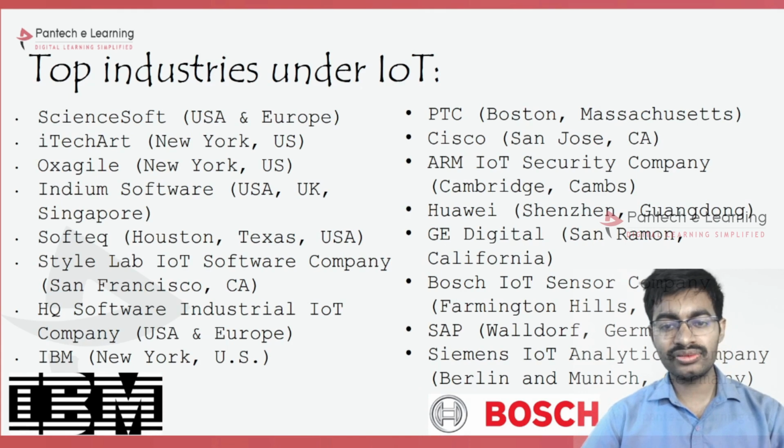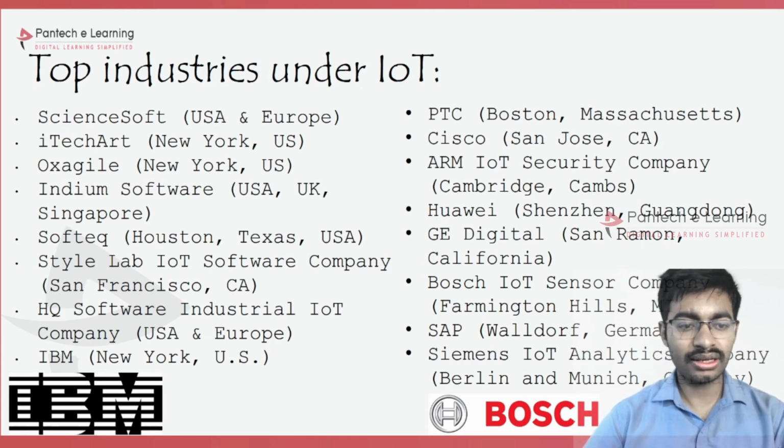Top industries which use IoT: Signsoft, iTechArt, Oxagle, Indium Software, Softech, Style Lab IoT Software Company, HQ Software Industrial IoT Company, IBM, PTC, Cisco, ARM IoT Security Company, Huawei, GE Digital, Bosch IoT Sensor Company, SAP, Siemens IoT Analytics Company.